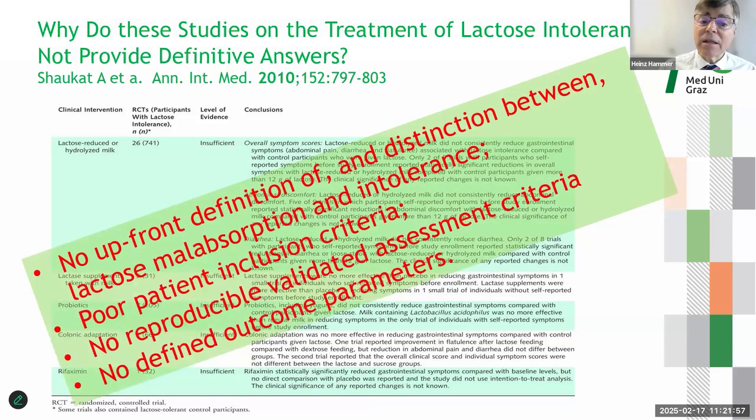Now, there was at that time no upfront definition of and distinction between lactose malabsorption and intolerance. There were poor patient inclusion criteria. Patients were included into the studies on the basis of hydrogen breath tests, that is malabsorption. However, outcome was measured with not validated symptom assessment, so lactose intolerance. It in fact was comparison of apples and pears. There were no reproducible validated assessment criteria and no defined outcome parameters.